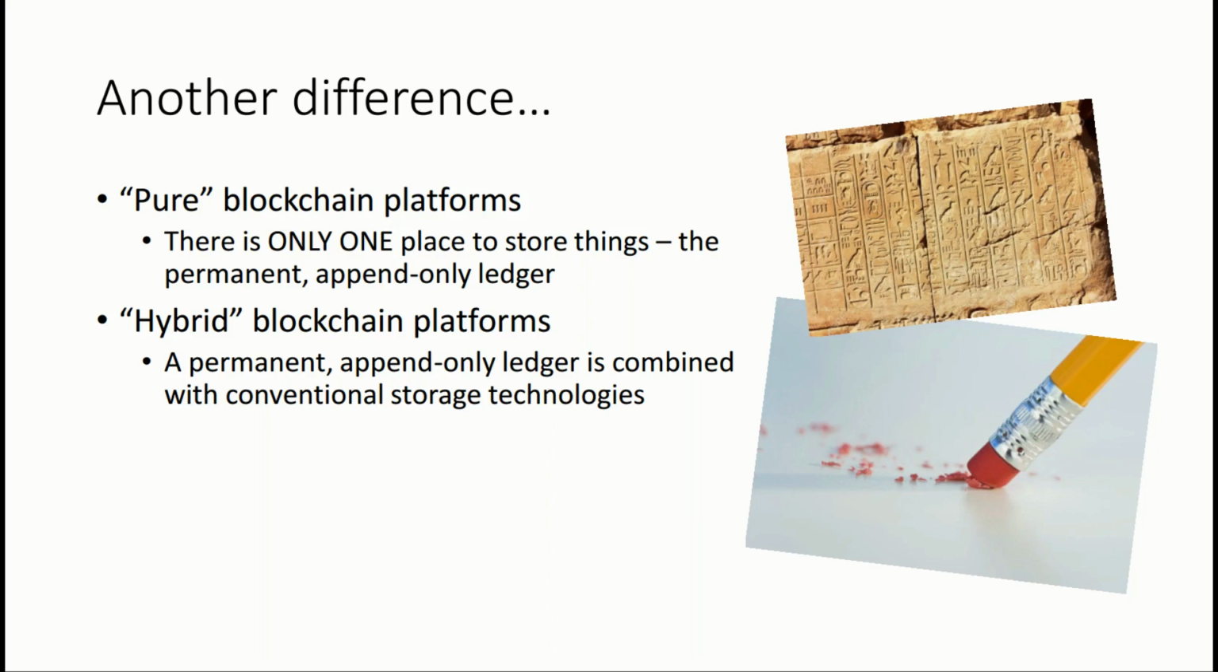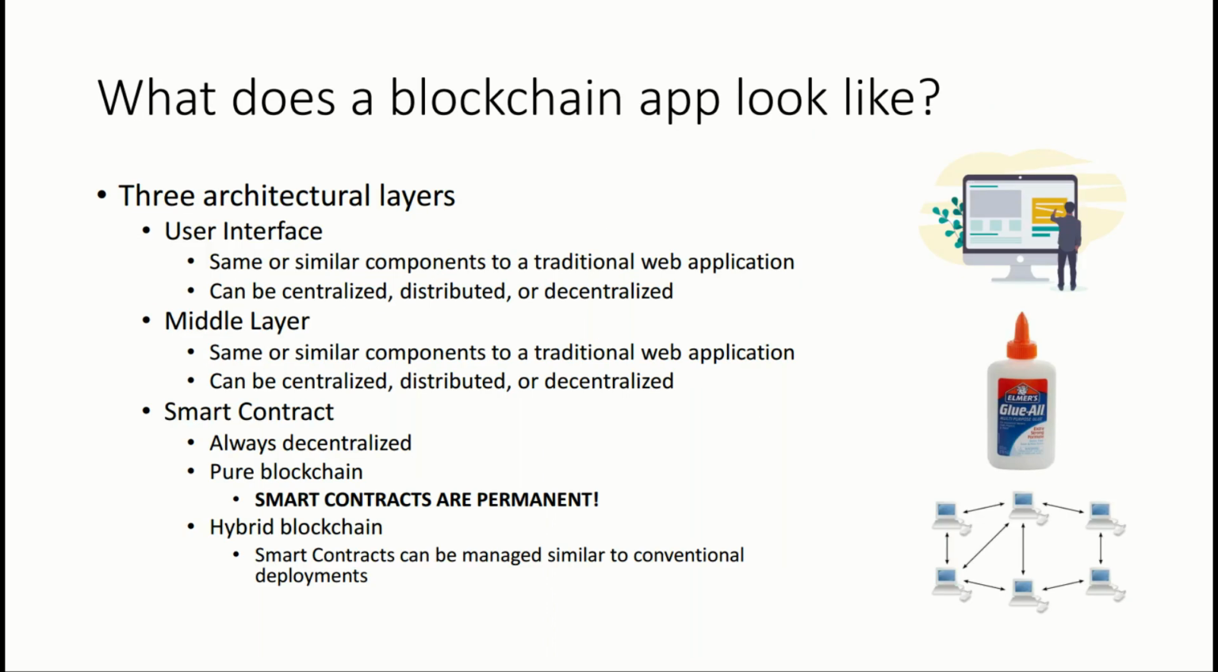A hybrid blockchain platform, on the other hand, is exactly what the name implies. A hybrid blockchain platform has two components. We have the permanent immutable append-only ledger, just like before, but we also have mutable storage, a traditional database or more conventional form of storage, where we have the ability to update and to delete as well. And this can have a significant ramification when you go to develop your blockchain application. And I'll come back and talk about that in just a second.